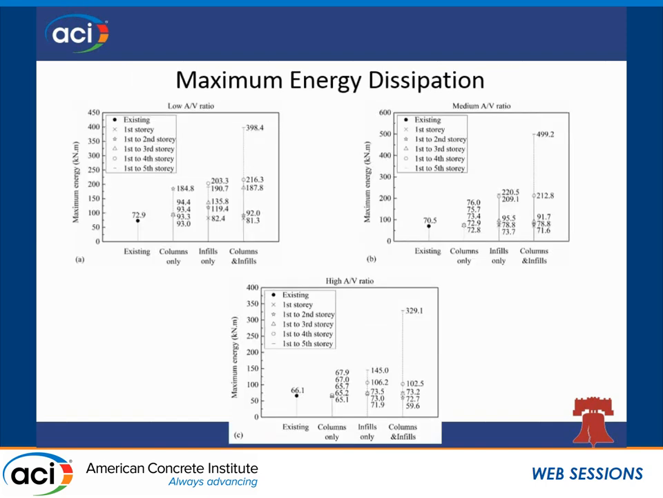And final set of results. Finally, this is looking at the maximum energy levels versus the existing columns only, infill only, and column and infill strengthened frames for low, medium to high. So each of these five numbers would refer to the progressive strengthening as we move up the structure. Take-home message for this is a greater energy absorption, especially when we're strengthening the whole frame.